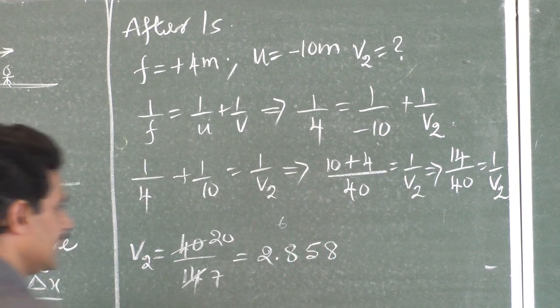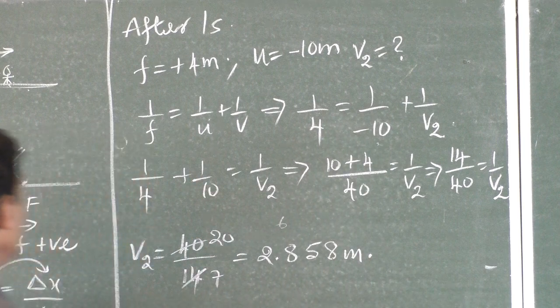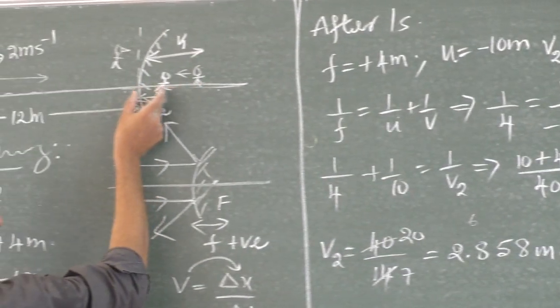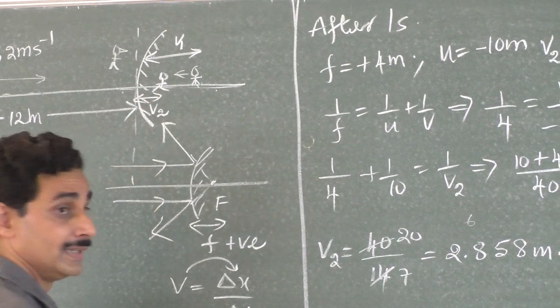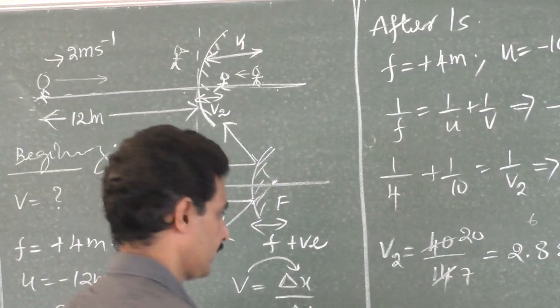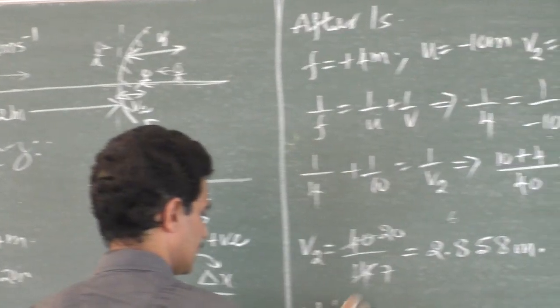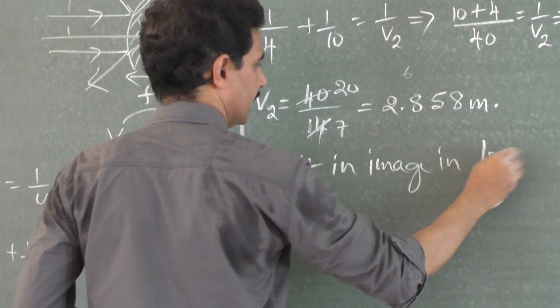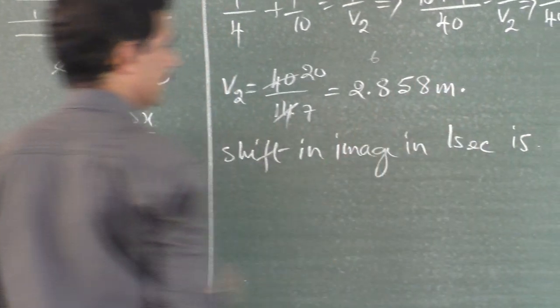Now, this is the new image distance, correct? So the image will shift by a certain distance, 3 meters becomes 2.858 meters. This has happened in 1 second. So what is the difference? So the shift in the image in 1 second is how much?